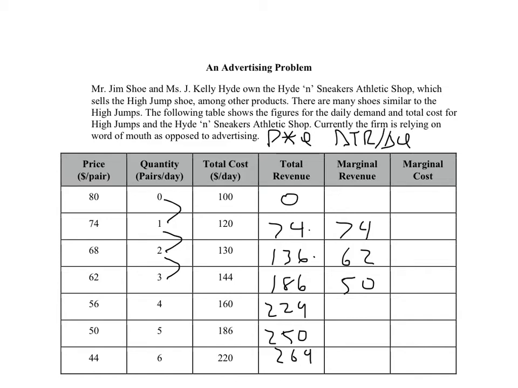Marginal revenue 50, 38, 26, and 14. You'll notice that marginal revenue is falling. Marginal revenue is less than price. So this is characteristic of monopolistic competition.